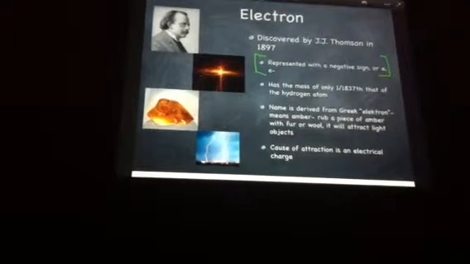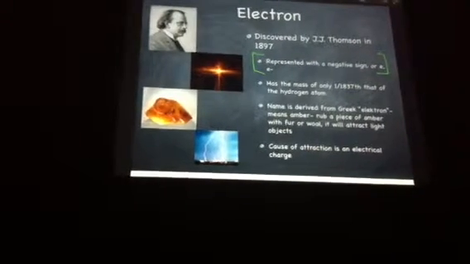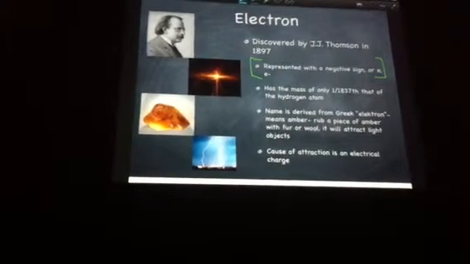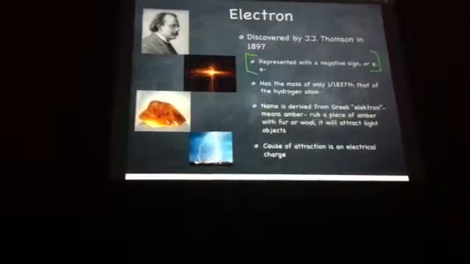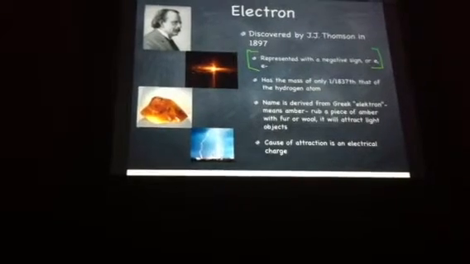We reference everything back to the hydrogen atom. It's one of the most abundant elements in the universe. It's the first one that was out in the universe. Hydrogen fused together to make helium, and that process continues on until we have most of our elements on the periodic table.